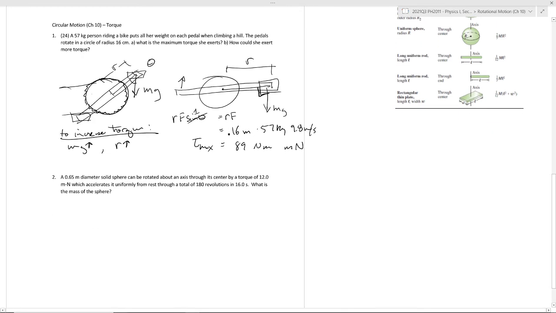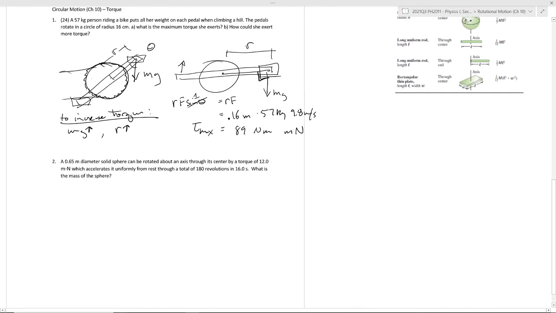All right. So the second example question that we talked about in class is one that asks us to use this idea of moment of inertia. So it gives us a little bit of exposure to this idea, which I think is good. So we have a solid sphere. Imagine we're going to spin up the sphere, and we know the torque, and it's going to accelerate it uniformly from rest through a total of 180 revolutions in 16 seconds. And what we are looking for is what is the mass of the sphere.